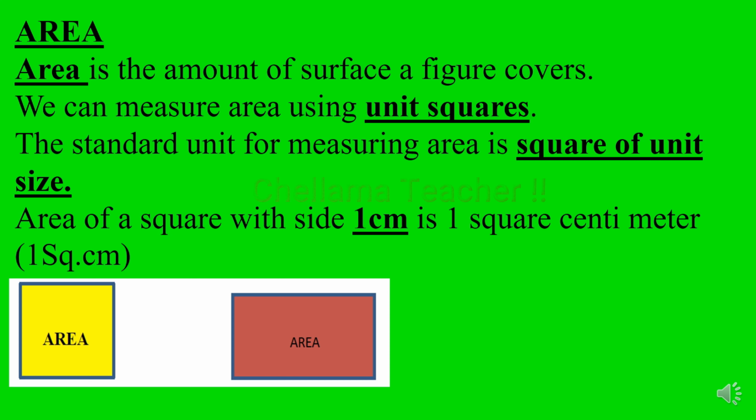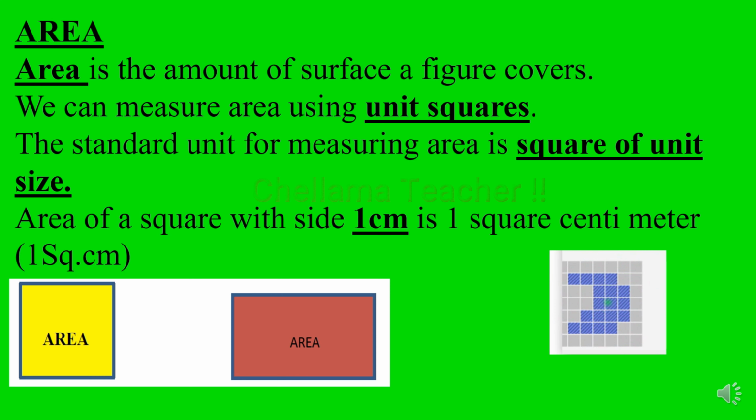Here, two examples given. One is that yellow shaded area, that is area of a square. The red shaded one is the area of rectangle. Another one is the irregular shape's area. Here, to find this irregular shape's area, we have to count the number of squares. If we count the squares, that blue shaded squares, then it will be the area of the irregular shape. So here area equal to number of squares, which is equal to 18. So 18 square units.